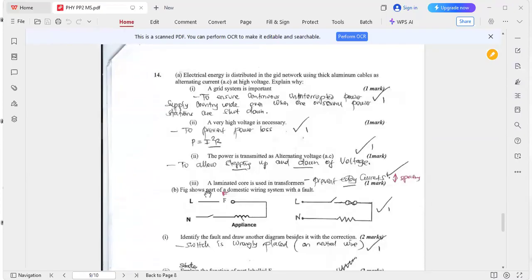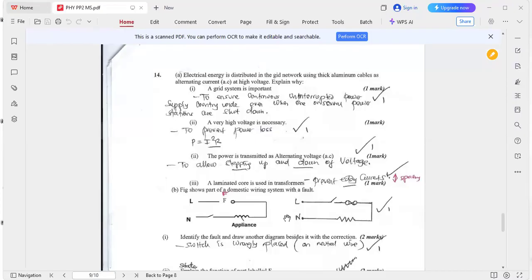Number 14, this is mains electricity. Electrical energy is distributed in a grid network using thick aluminum cables as AC at high voltage. Explain why a grid system is important. It's like being asked, what is the use of a national grid system?